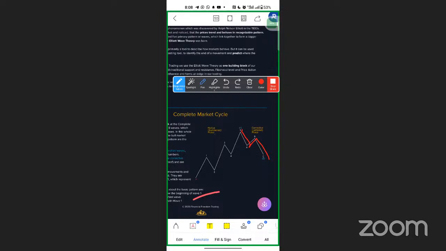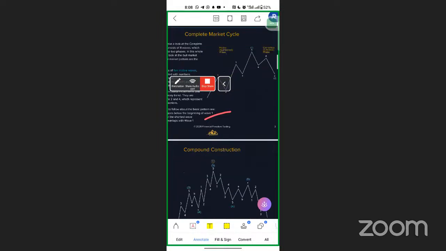So the market forms 1, 2, 3, 4, 5. Then the market starts correcting. Then it forms A, B, and C. Then after forming A, B, and C, it starts again, 1, 2, 3, 4, 5. Then it forms a correction. That's what we are talking about. Okay, so let's continue.